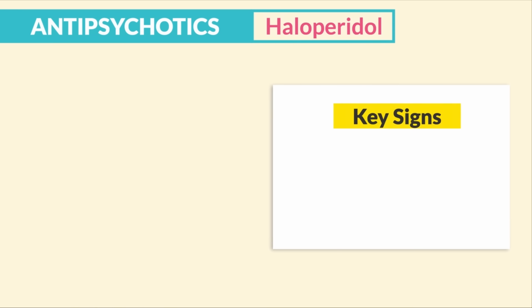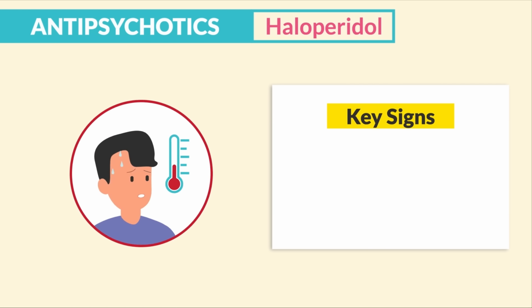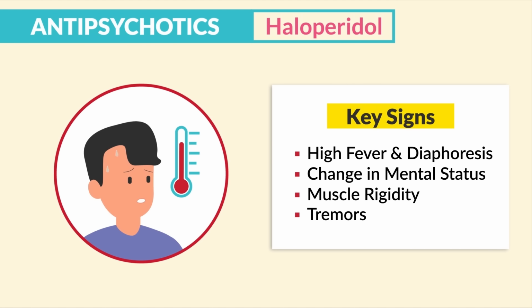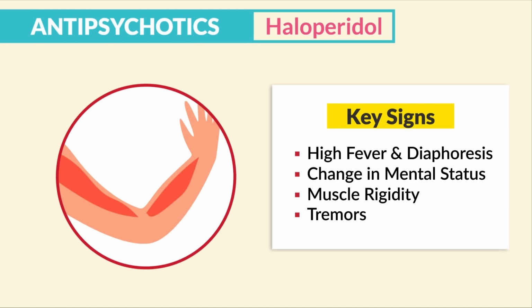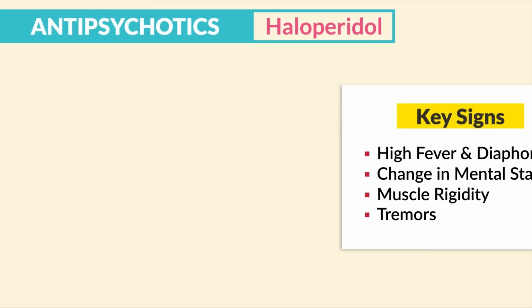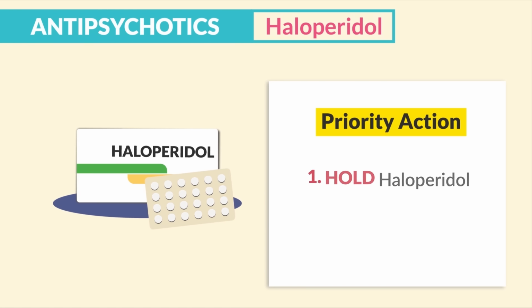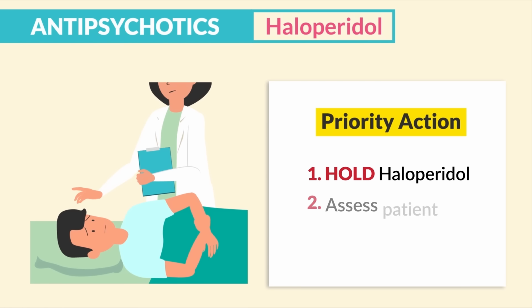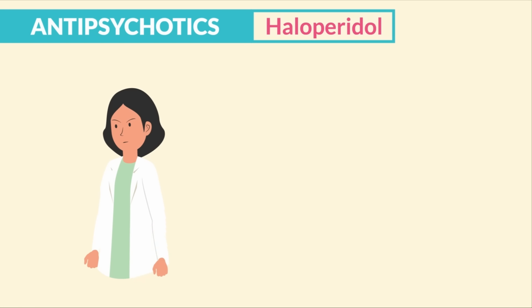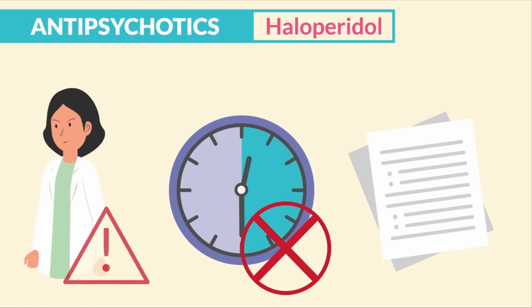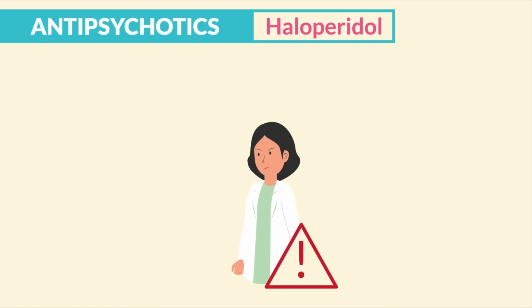Now, the key signs to look for, write these down. High fever and diaphoresis, or basically sweating, change in mental status, muscle rigidity, as well as tremors. Now, the priority action here is to hold the haloperidol, assess the patient, and immediately notify the HCP. So do not wait 30 minutes, guys. Don't document. Notify the HCP immediately.